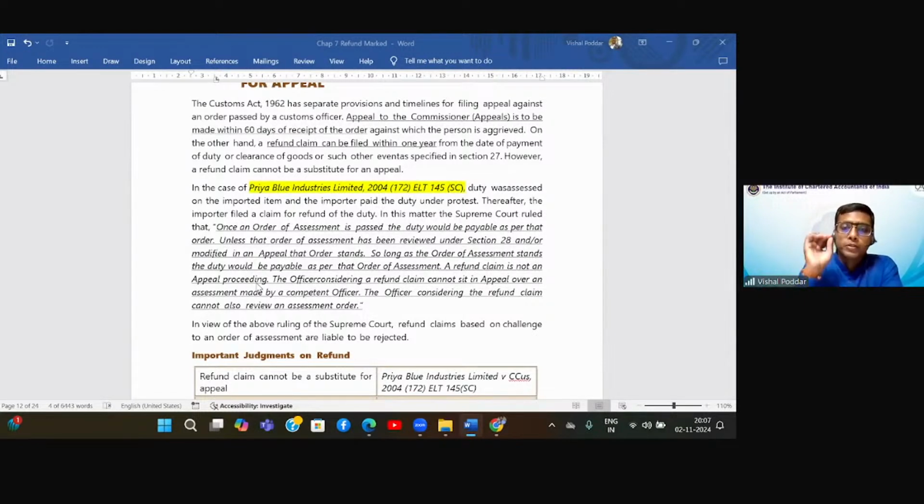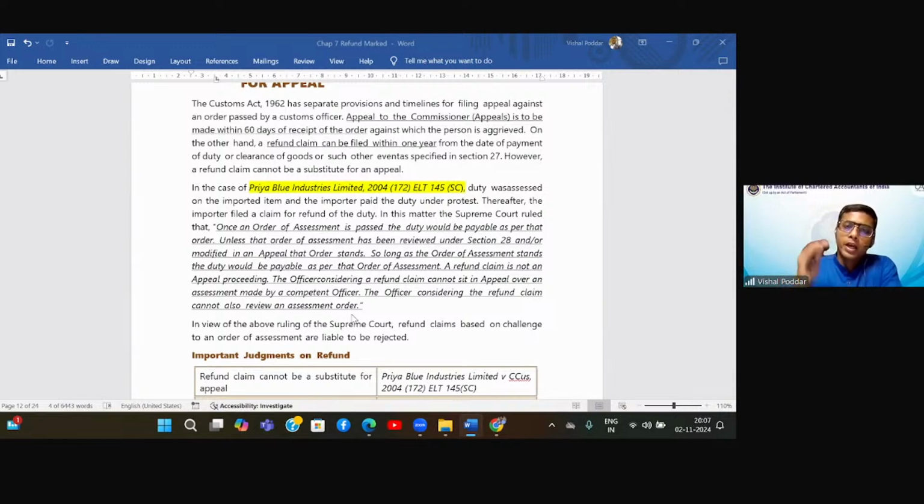Answer is no. So this is the point of dispute in this particular case, where the Honorable Supreme Court has very simply and categorically mentioned that so long as the order of assessment stands, the duty would be payable as per this order. A refund claim is not an assessment or an appeal proceeding. The officer considering a refund claim cannot sit in the position of the appellate authority over an assessment made by the competent officer. The officer considering the refund claim cannot also review.